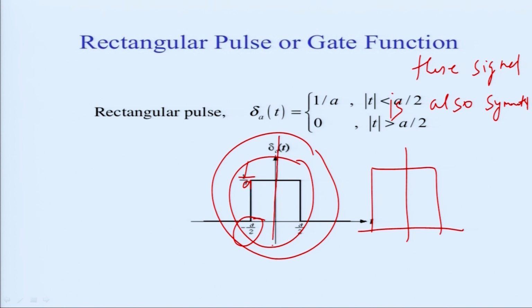See, if we consider this y axis as a mirror, then we can say these both are mirror images of each other. If you consider this as an object, then this is the image. So, this is basically a representation of a rectangular pulse.